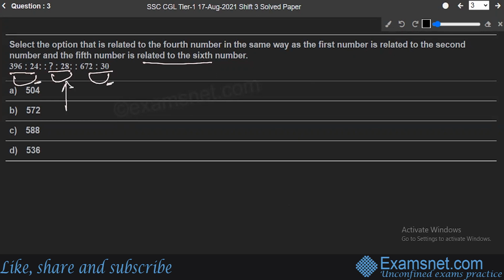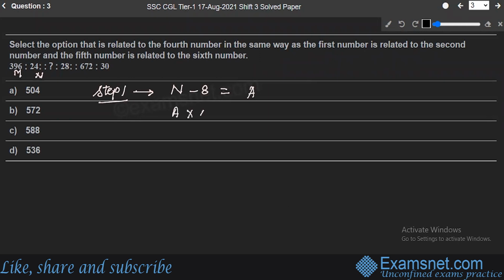Okay. So let's see what pattern is being followed over here. I'm just assuming this to be M and this to be N, right? So there are certain steps. Step 1, from N, I'm subtracting 8, right? And I get some number, let it be A. And then I'll multiply that A with N to get another number B. Okay, this is step 2. Then in the third step, I will add 12 to this B and I will get my M. Okay, let's see this logic applied to the first case.